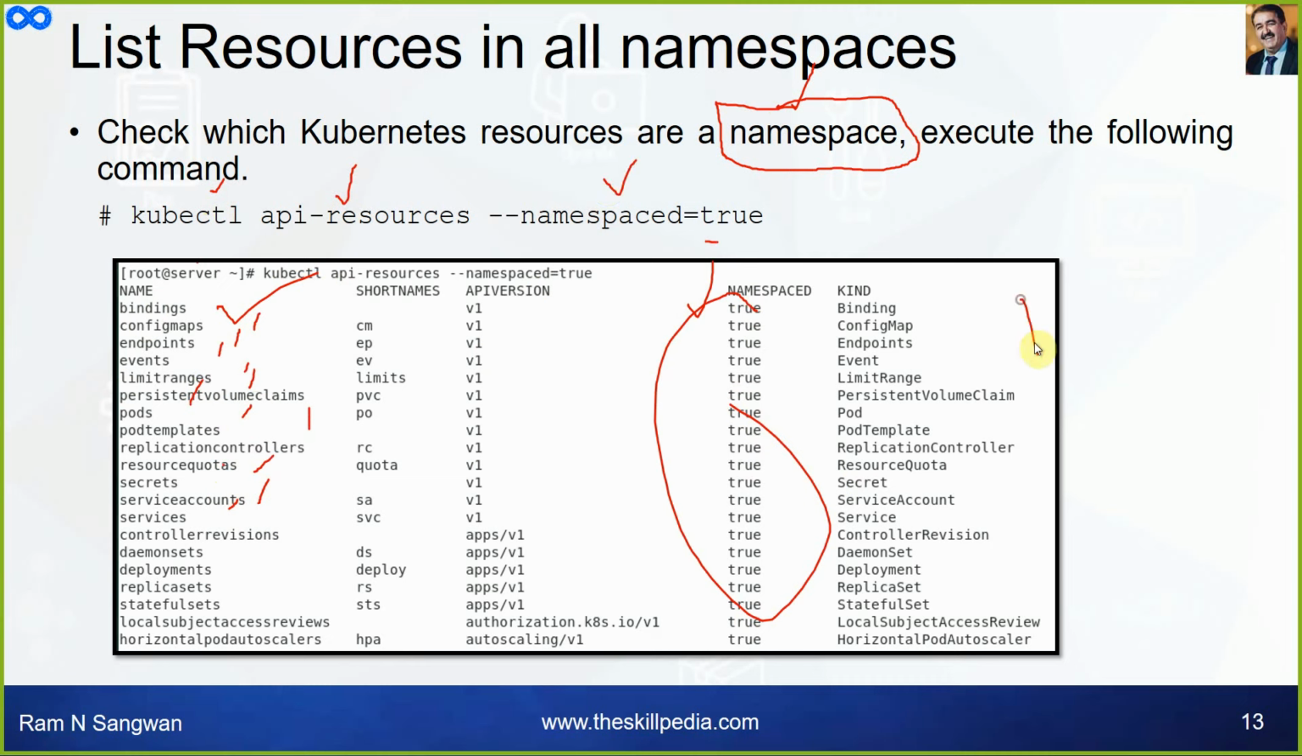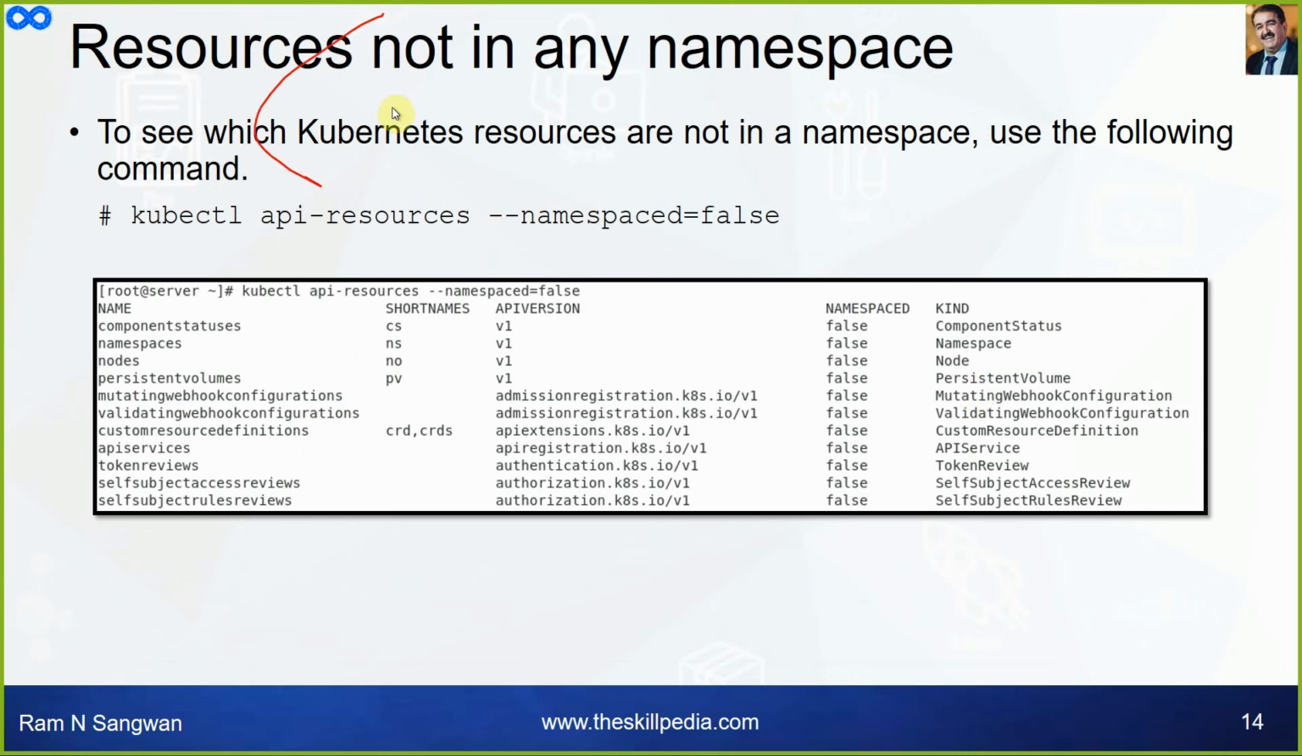When you give this command, you will see this, and what is the kind for them? These are the kinds. Kind means what you specify in the manifest file. To see which Kubernetes resources are not in a namespace, use the command kubectl api-resources --namespaced=false. So these resources are not namespaced: namespaces themselves are not, nodes are not, persistent volumes are not. Persistent volume claims are, but not persistent volumes. Then API services, token reviews, these are not namespaced.